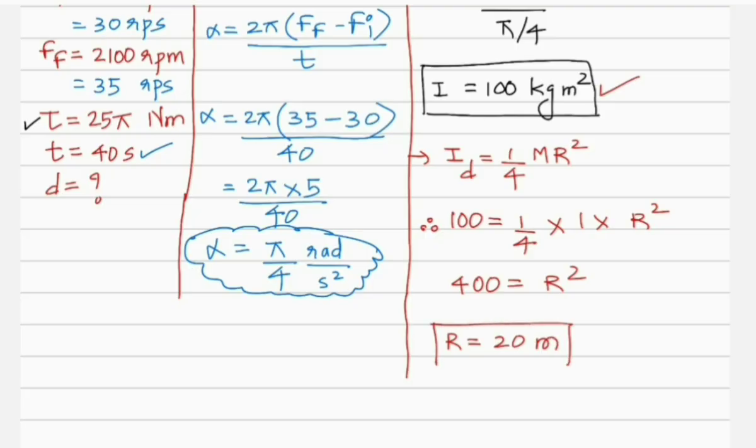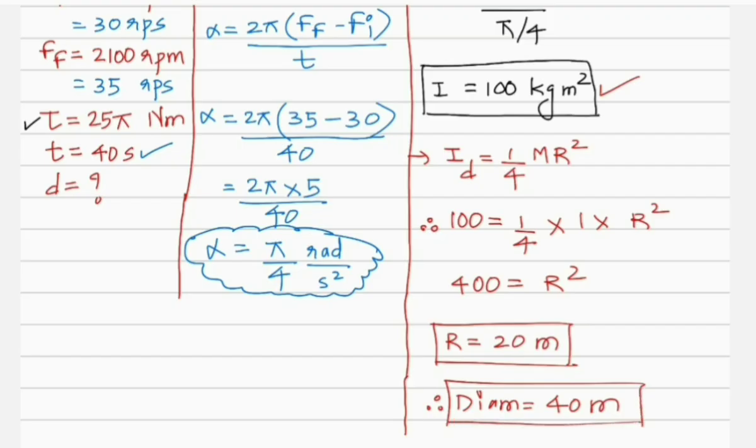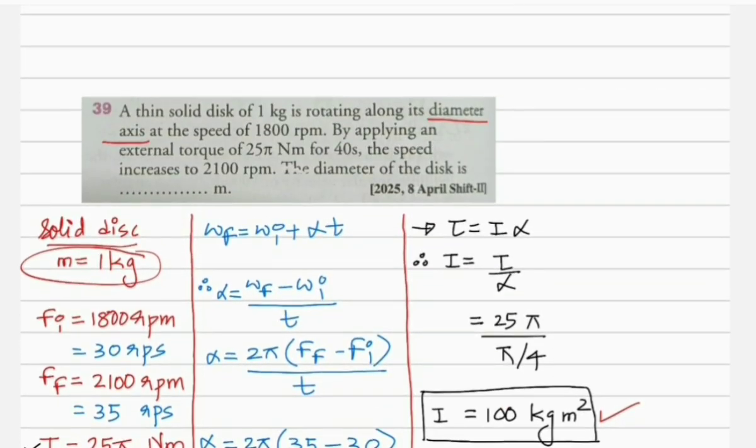But let me remind you, they are demanding diameter, right? So one more step now. Diameter is equal to 2 times the radius, 2 times 20, that will give you 40 meter, students. So the required value of diameter is 40 meter.